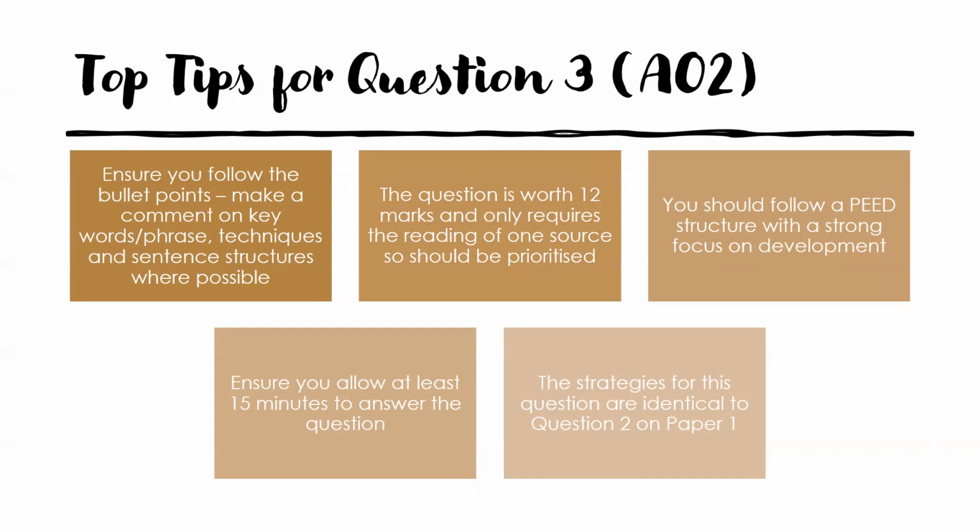You should follow a PEED structure with a strong focus on development. I will go through the PEED structure that I try to teach. That structure is really a foolproof method for answering this question. Ensure you allow at least 15 minutes to answer the question. If you spend slightly less time on question 5, that does give you a little bit more time to answer this question if you need it. And then lastly, the strategies for this question are identical to question 2 on paper 1. They are both focused on the same thing. They're worded almost identically, and that's quite good, I think, that there's a question across both papers that is basically identical. It's just one less thing to think about and worry about.